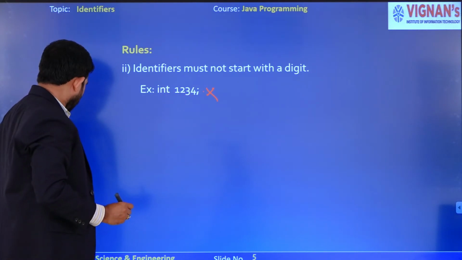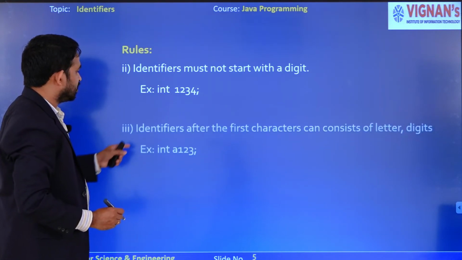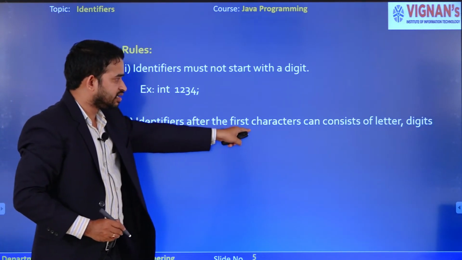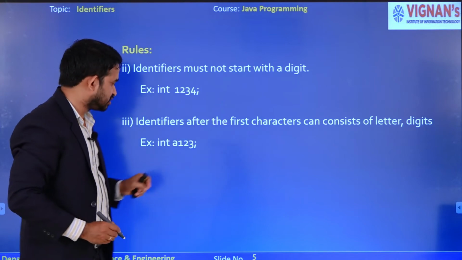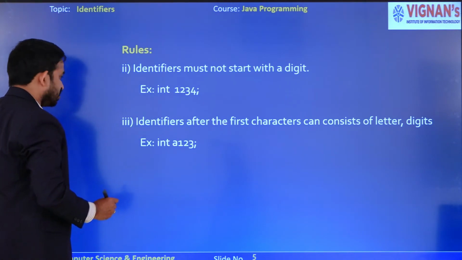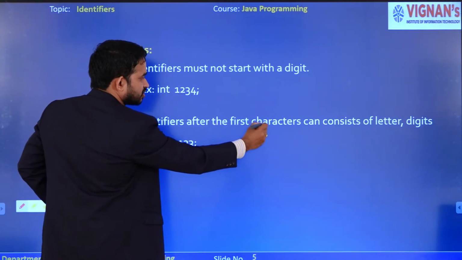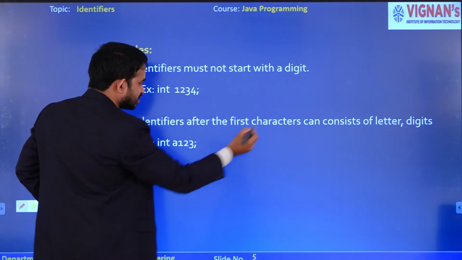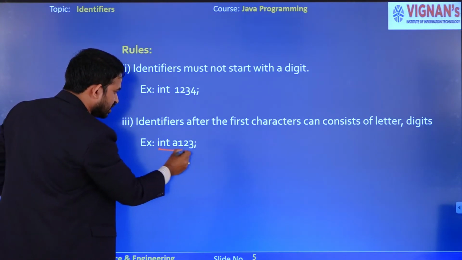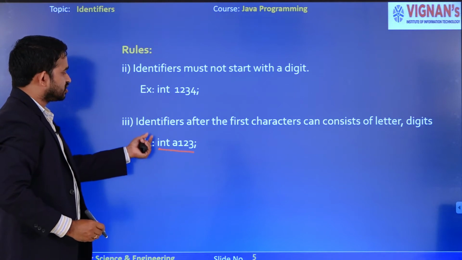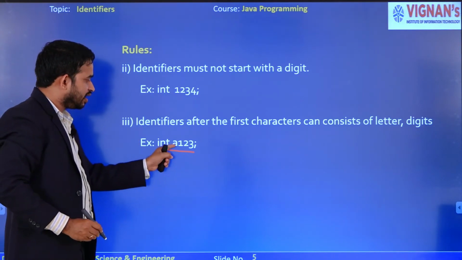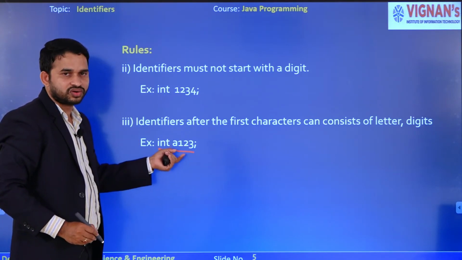The next rule is that identifiers, after the first character, can consist of letters and digits. This is the best example of declaring an identifier, so this is one more rule. For example, int a123. This is also allowed.